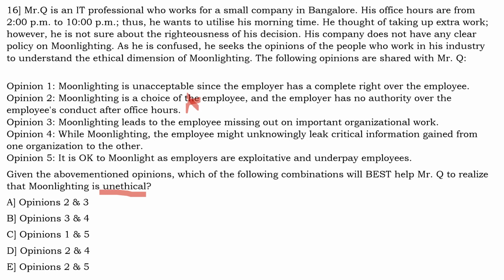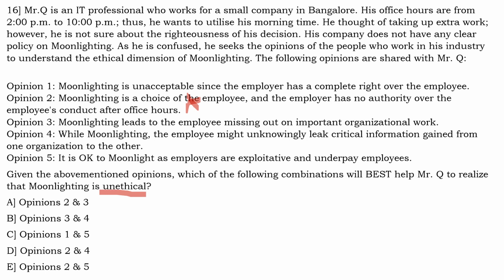Opinion three, moonlighting leads to the employee missing out on important organizational work. Yes, this again he says that, but it is talking about some negative consequences of moonlighting. So it implies that moonlighting is not correct. So this is again a likely answer to you. So keep it. You have to keep it.